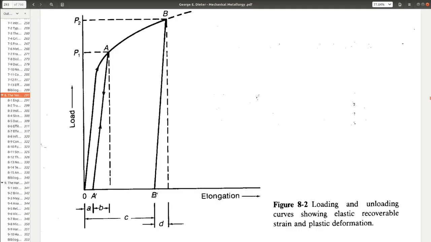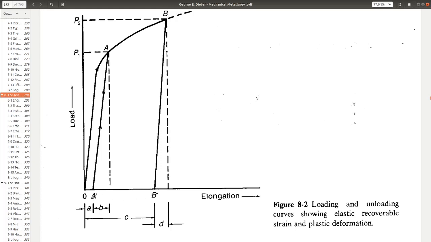So this is the loading path and this is the unloading path, and in case I load it up to here and unload it, this will be my unloading curve. And once again if I load it, I will go along this line, and not that I will be going over here and come like this. So that's a behavior of the material.